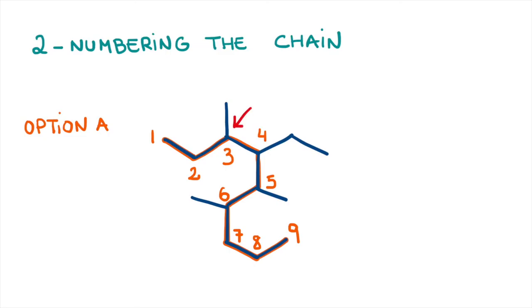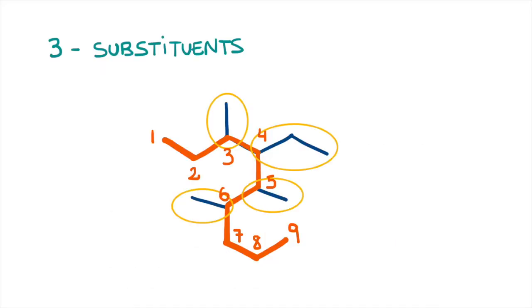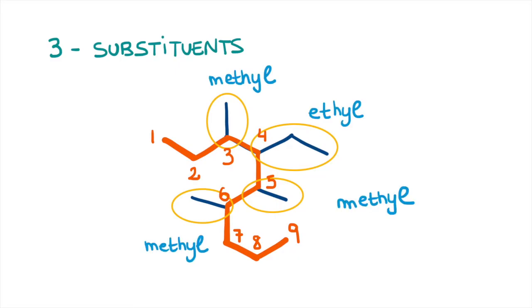Now, we should name the substituents that are hanging from the parent chain. Remember that table that we just looked at to name the parent chain? To name the substituents, we will use the same root, but now we will use -yl. For example, if the parent compound has only one carbon, we will call it methane. But if we want to indicate that it's a substituent, we will call it methyl. Going back to our example, we have methyl, ethyl, methyl, and methyl.